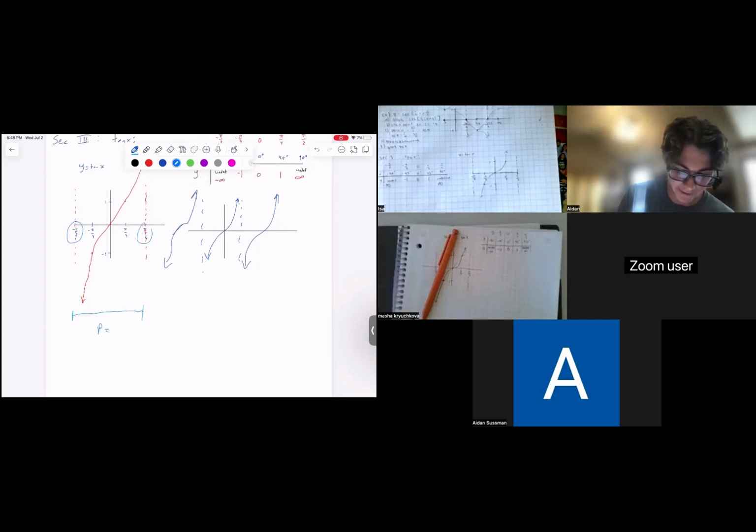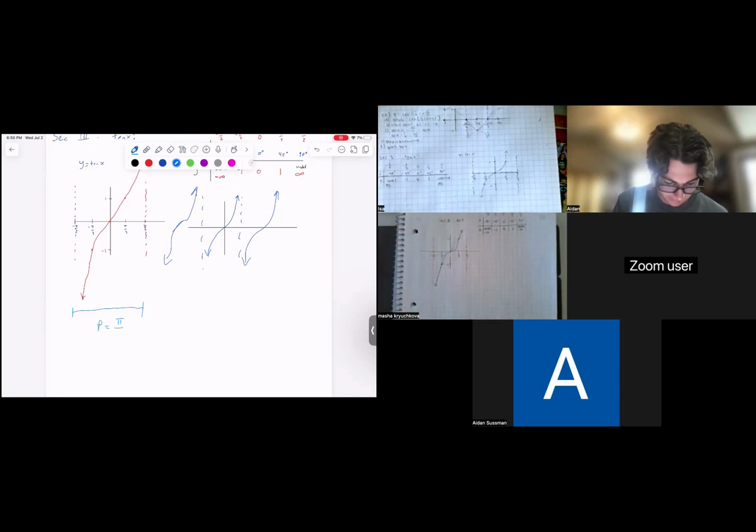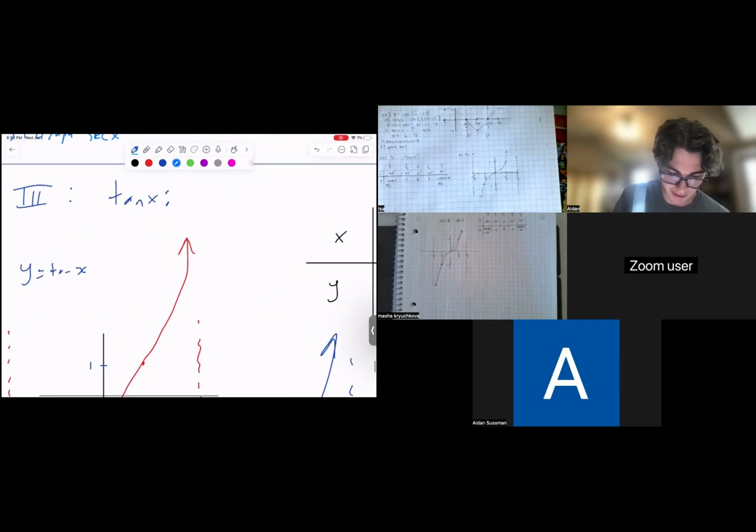The distance from this point to this point. This is pi over 2, and this is pi over 2. If you add those together, you get pi. So the period is pi. But remember, this is only for tangent. If we have a b, this would be divided by b. And of course, what do I mean by a b?